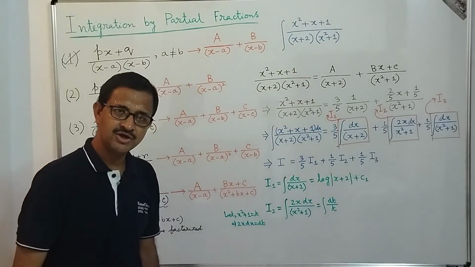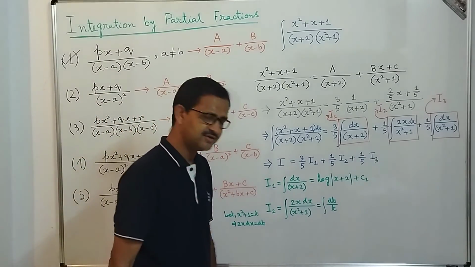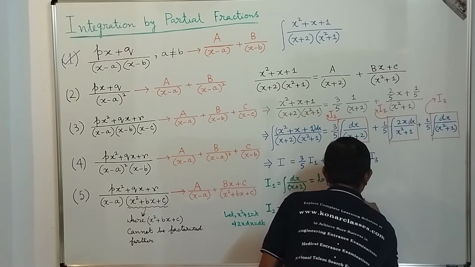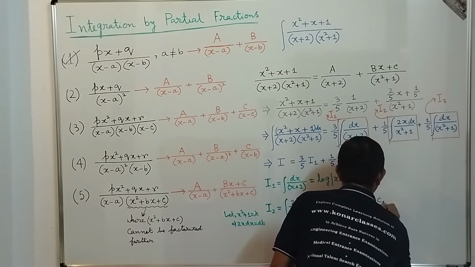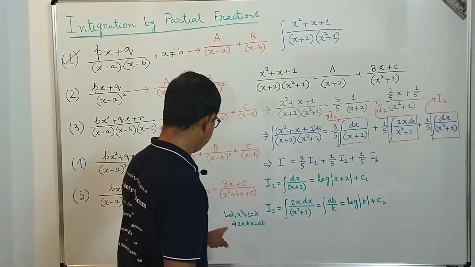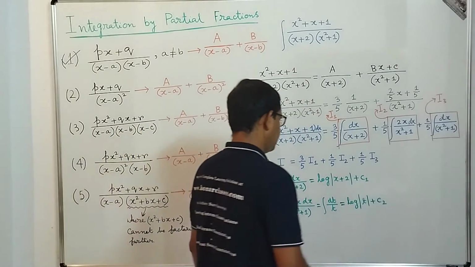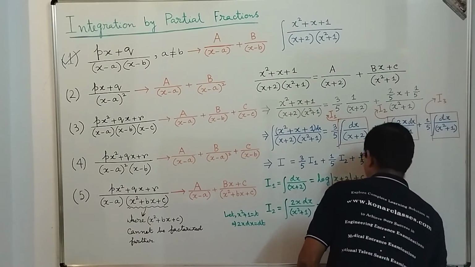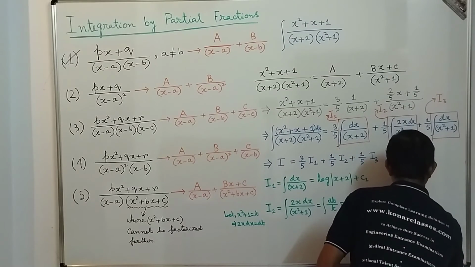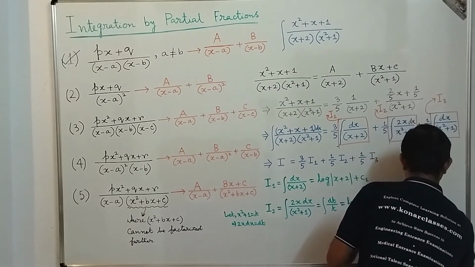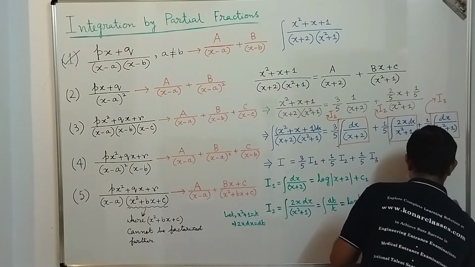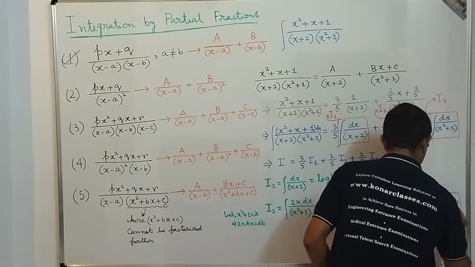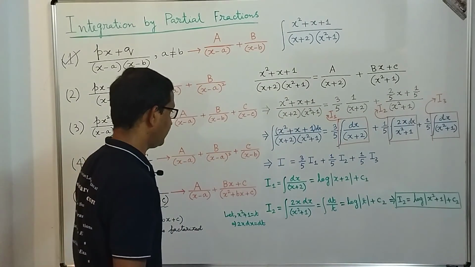So dt by t means what? Log of mod t plus another integrating constant c2. So that is equal to log of mod t plus c2. Now we should apply the value of t. t is equal to x square plus 1. So from here, the value of I2 is equal to log of mod x square plus 1 plus c2, where c2 is integrating constant.